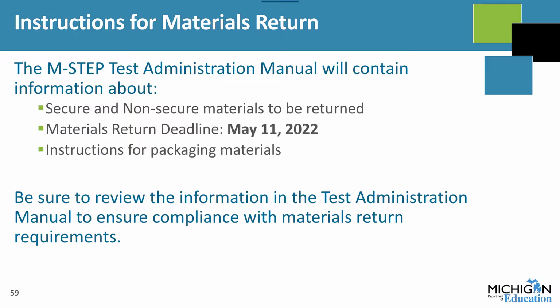Secure materials that need to be returned to the M-STEP contractor include all used answer documents, the orange special handling envelope, all used and unused test booklets, and any accommodated versions of the test. If there are no secure materials that need to be returned, then it is not necessary to return the orange special handling envelope. Securely destroy any unused special handling envelopes.